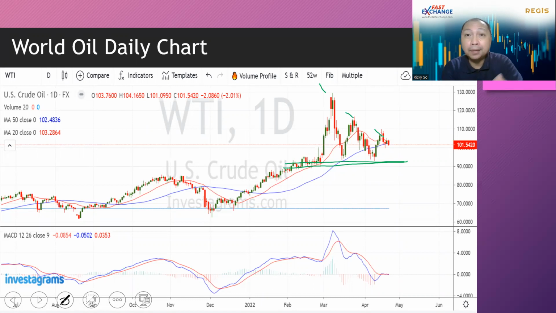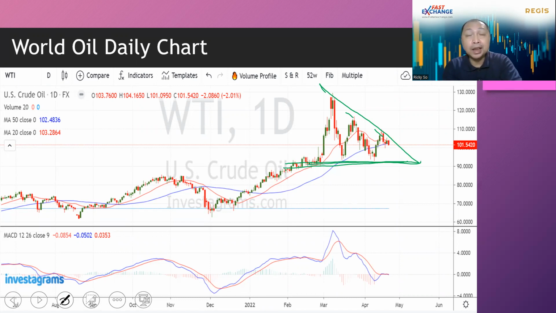But if you draw a line like that, it will look like a descending triangle. A descending triangle in technical analysis suggests that it is a continuation pattern for the market to fall once the support line is broken.